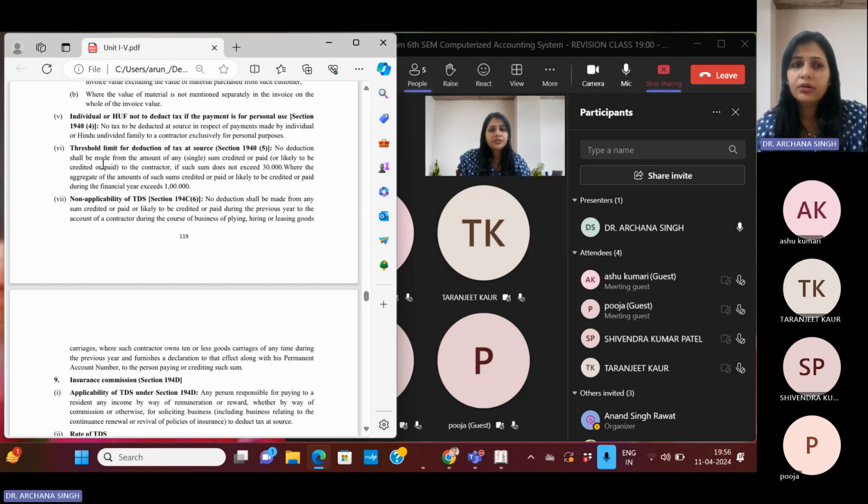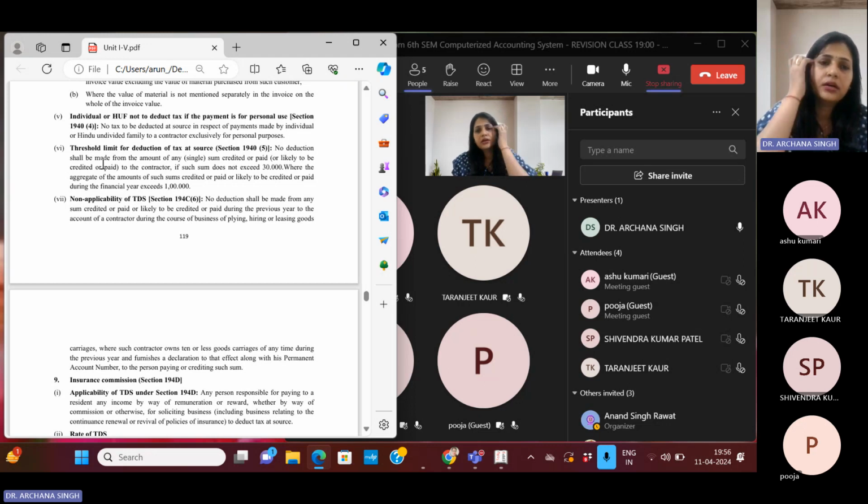Then what will be the threshold limit for deduction of TDS? The threshold limit for deduction of TDS is according to section 194C subsection 5. So no deduction shall be made from the amount of any sum credited or paid to the contractor if such sum does not exceed rupees 30,000. Okay, where the aggregate of the amount of such sums credited or paid, or likely to be credited or paid, during that financial year exceeds rupees 1 lakh.